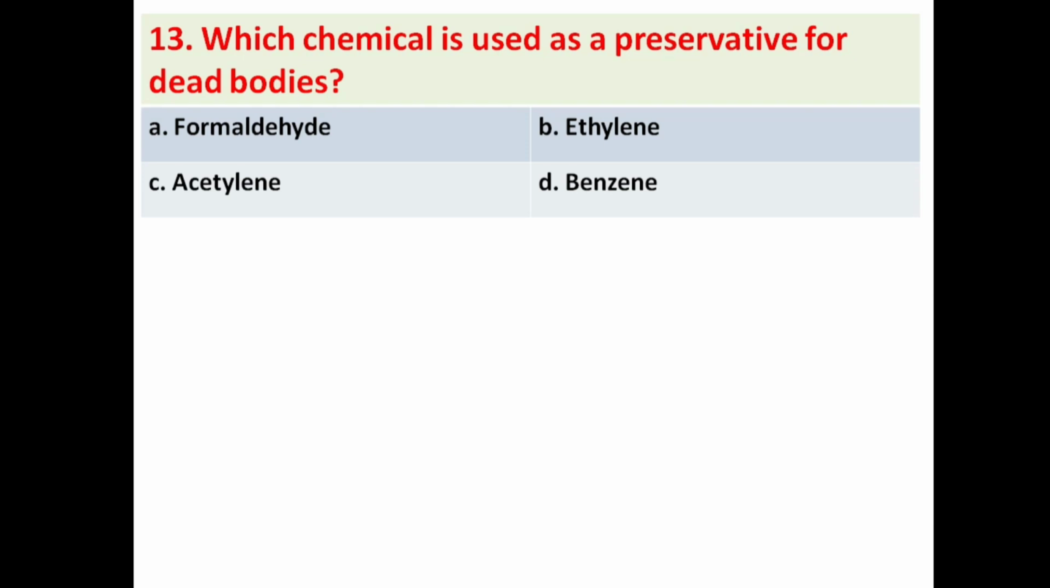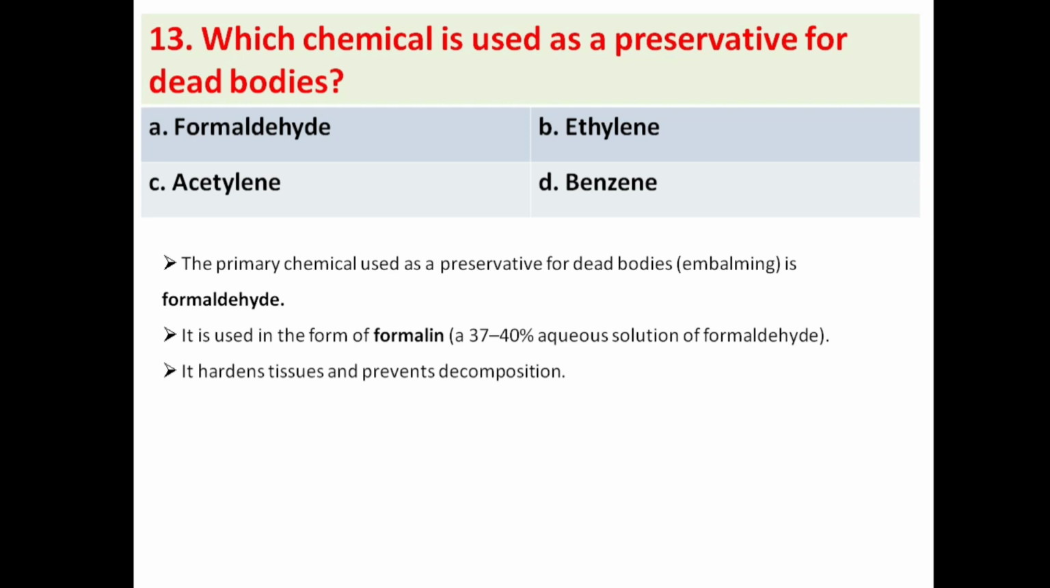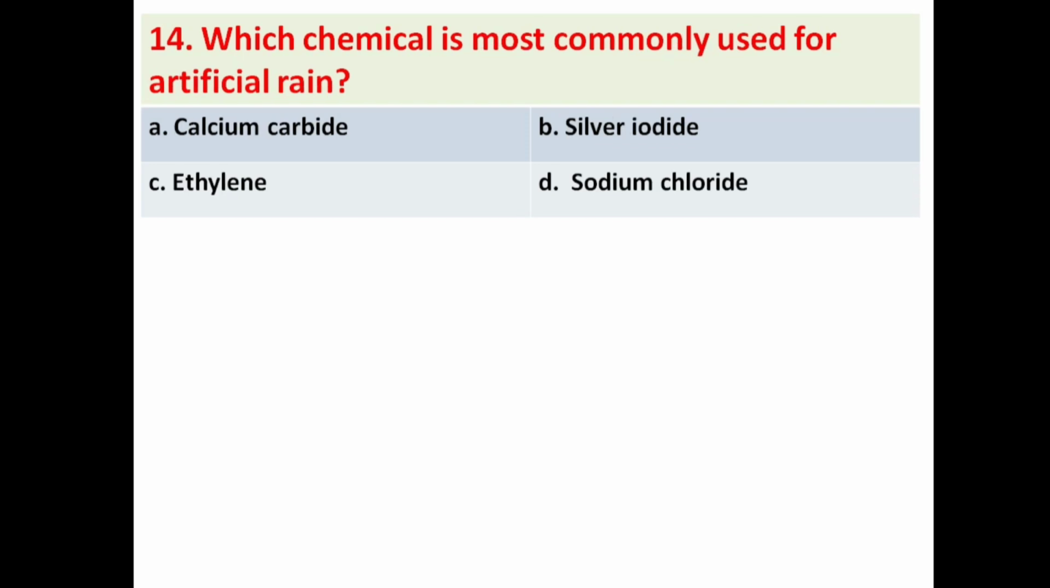Next question, which chemical is used as a preservative for dead bodies? Option A, formaldehyde, B, ethylene, C, acetylene, D, benzene. The primary chemical used as a preservative for dead bodies is formaldehyde. It is used in the form of formalin, means the 37 to 40% aqueous solution of formaldehyde, and it hardens tissues and prevents decomposition. Hence, option A, that is formaldehyde, is the answer. Formaldehyde is used as a preservative for dead bodies.